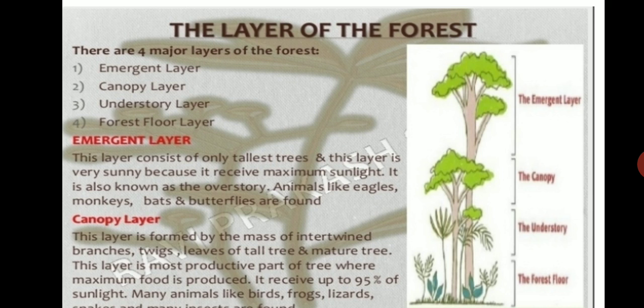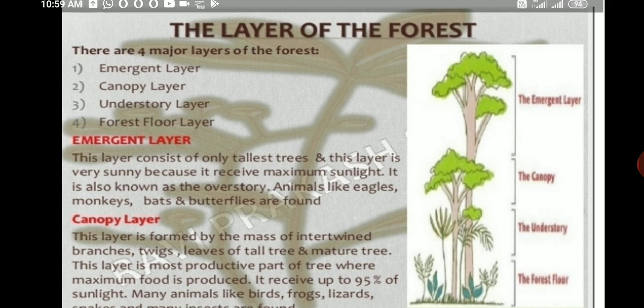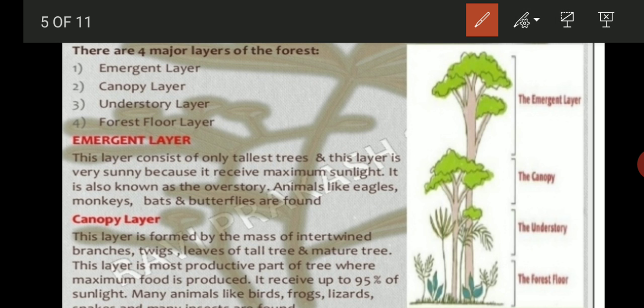Now we will discuss the different layers of the forest. A forest is made up of many layers, and starting from the ground level and moving up, the main layer of all types of forest is the forest floor. The lower layer is known as the forest floor. The second one is the understory. The third one is the canopy, and the fourth one is the emergent layer.